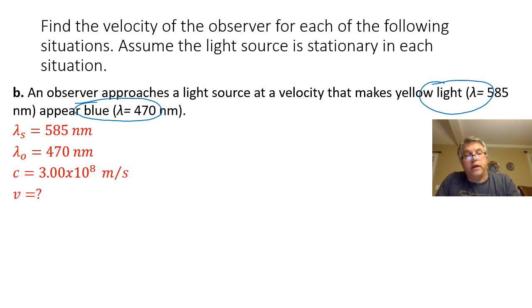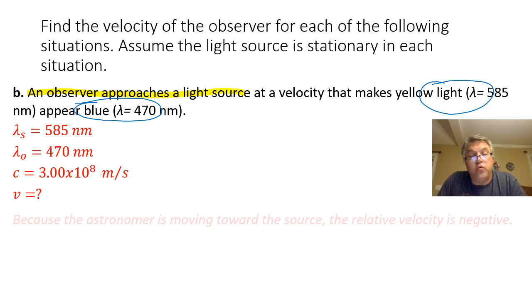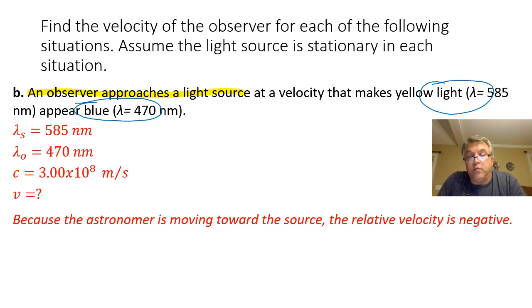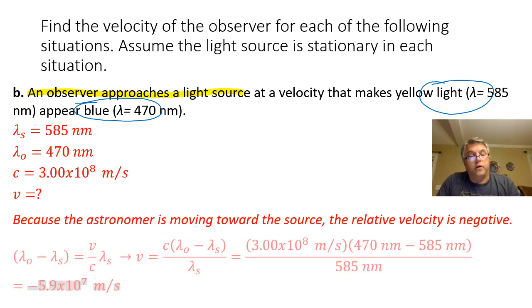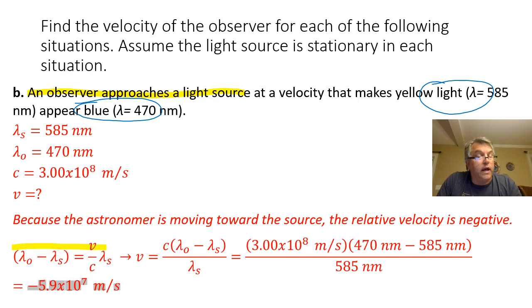And once again, the observer is approaching the light source, which means that the light source and the observer are moving toward each other. And once again, we are using the wavelength equation. So using the wavelength equation, if the relative motion is toward each other, then the velocity is going to be negative. So I start off with my wavelength formula, as I did beforehand, and rearrange it and solve for velocity.